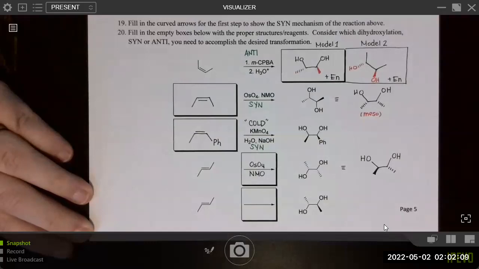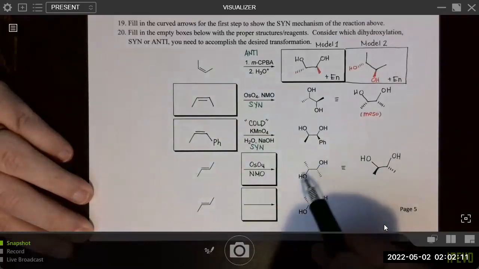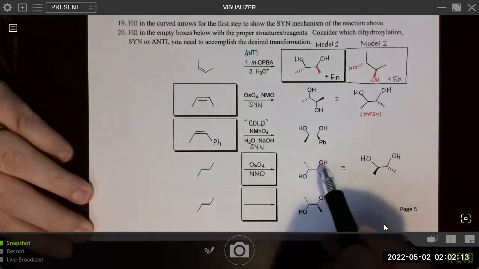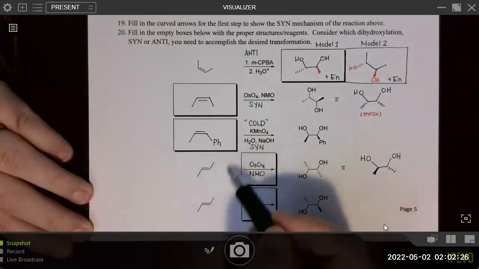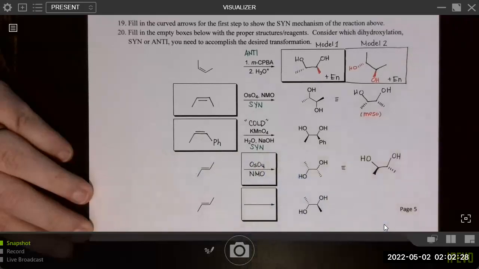Okay, and the other way to think of it is these look like they've got added anti, but these are on the same side, right? So if I had started from cis alkene, I could have done anti-dihydroxylation to get to this product, but since I'm starting from the trans alkene, I need to do syn dihydroxylation.